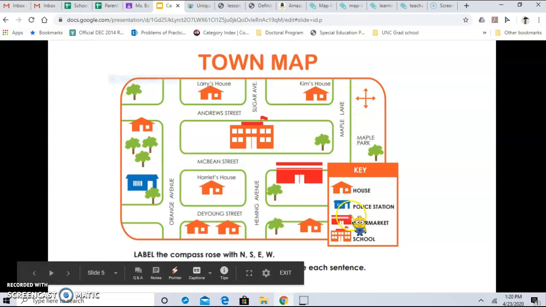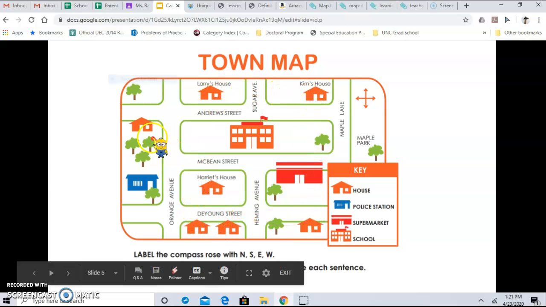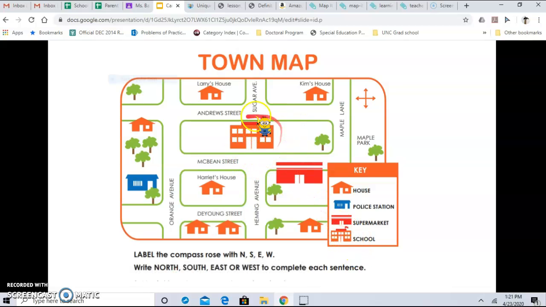And then we have a key. A lot of maps will have this key to kind of tell you what things represent. So if you see these orange things on here, they're houses. We have quite a few houses labeled here. This blue thing, that's the police station. This red thing, that's the supermarket. And then this orange thing with the flag on top, that's the school.